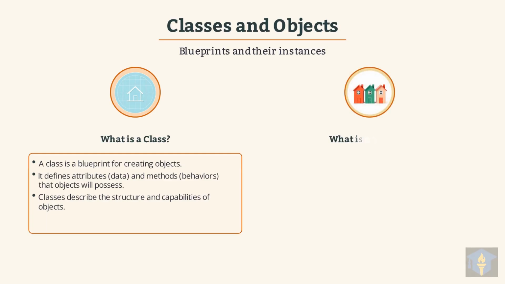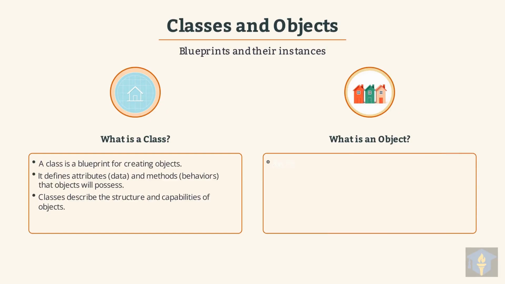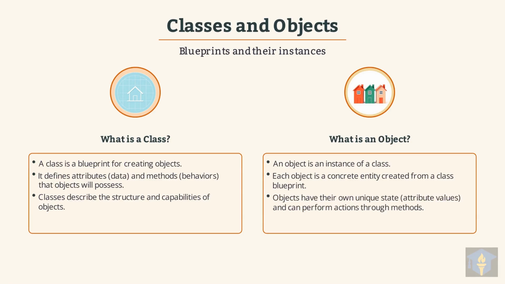Now, let's explore the concept of an object within object-oriented programming. Simply put, an object is a concrete instance that is created from a class. Each object is a unique, concrete entity brought into existence directly from its class blueprint. Objects maintain their own unique state through attribute values and can perform actions by calling their methods.